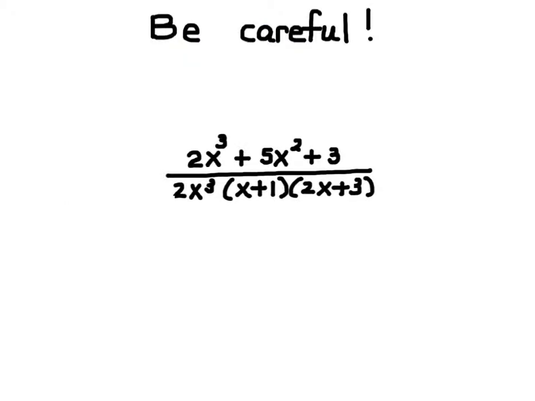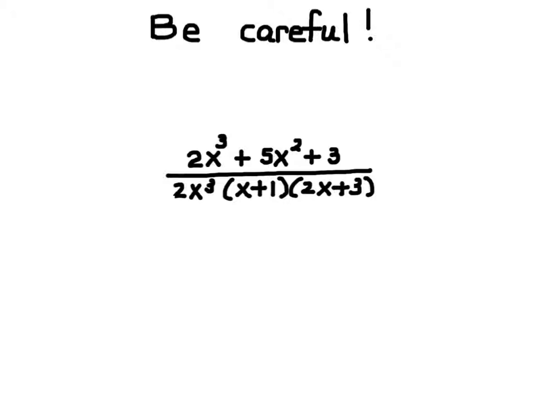Here in this example, I'd like to show you what to be careful of. What I have here is a rational expression where I have a polynomial in the numerator and the product of three polynomials in the denominator, a monomial times a binomial times a binomial. Now, let's just take a look at what each one of these are.